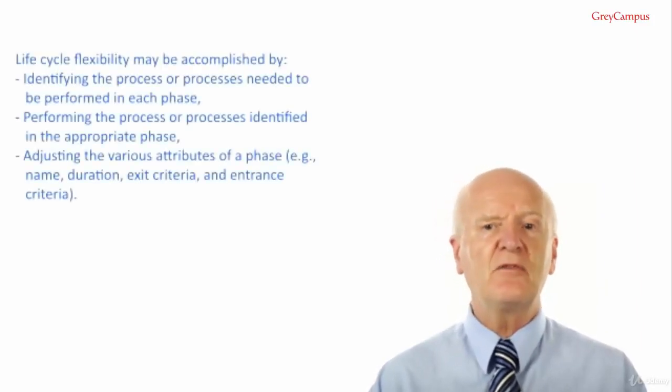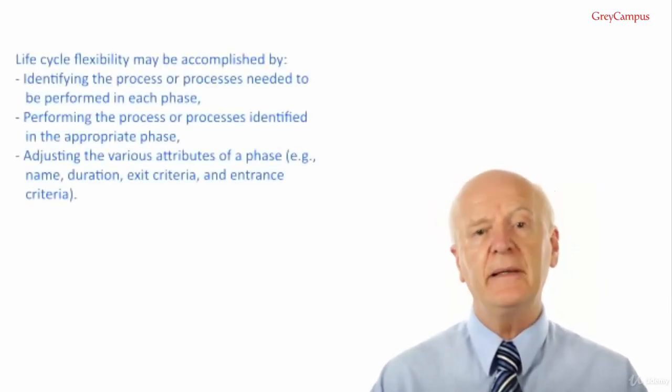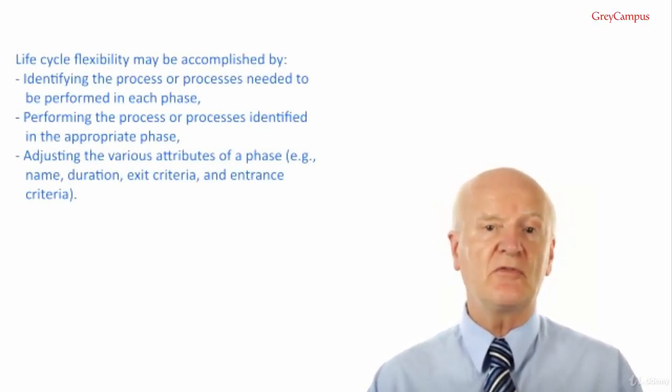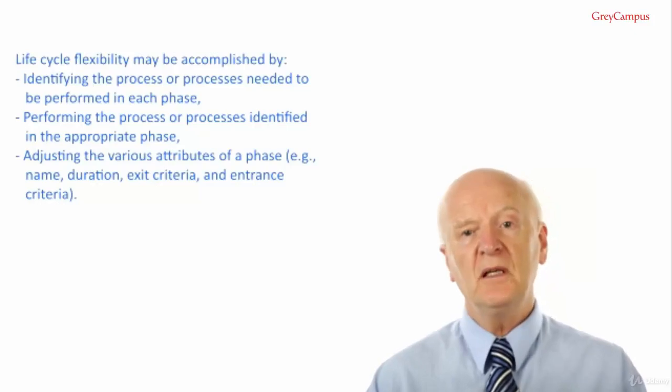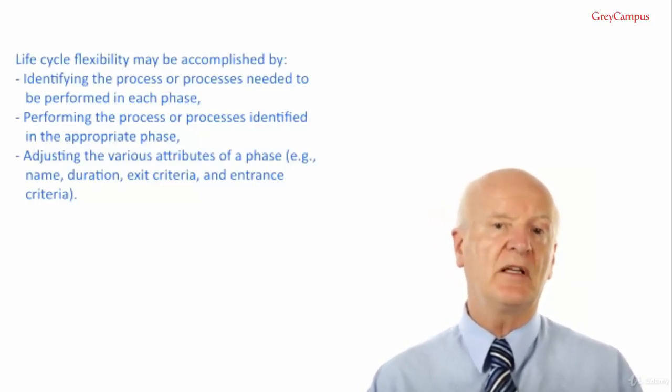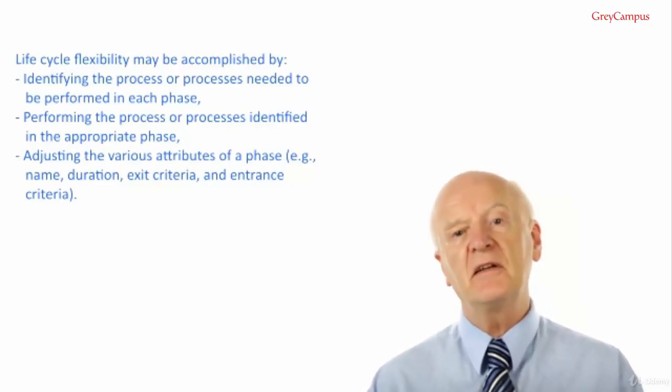Life cycle flexibility may be accomplished by identifying the process or processes needed to be performed at each phase, performing the process or processes identified in the appropriate phase, and adjusting the various attributes of a phase, for example name, duration, exit criteria and entrance criteria.